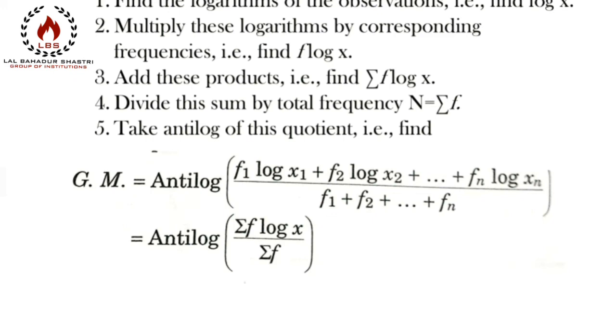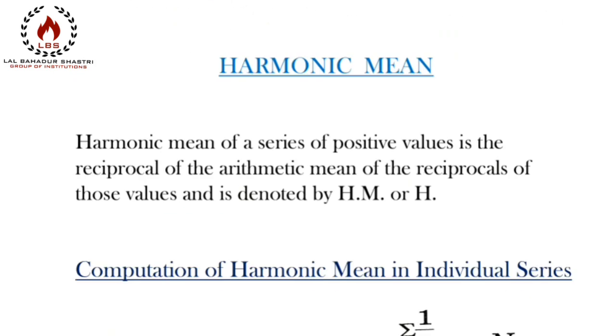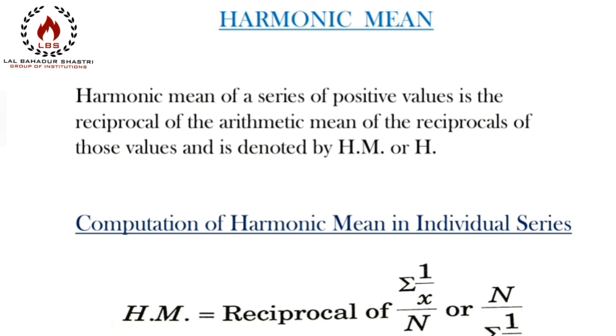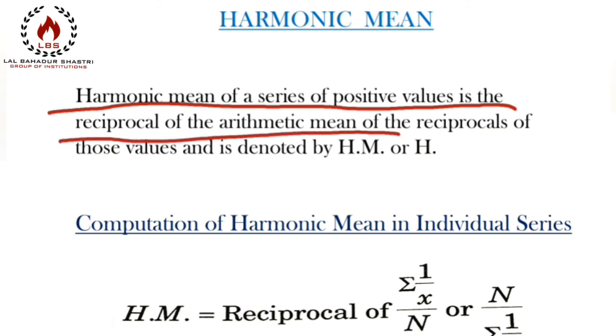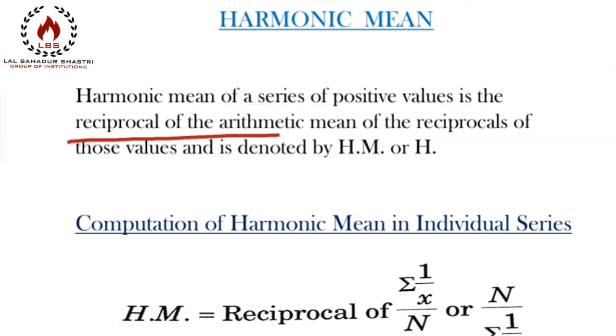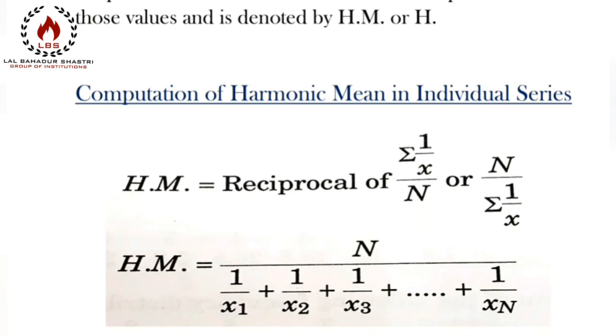Now we will discuss harmonic mean. Harmonic mean of a series of positive values is the reciprocal of the arithmetic mean of the reciprocals of those values, and is denoted by HM. Reciprocal of the arithmetic mean of the reciprocals of those values. मतलब पहले अर्थमेटिक मीन का रेसिप्रोकल करो और उसके बाद उसका भी रेसिप्रोकल कर दो. क्या कहा इसमें मैंने? फॉर्मूला देखिए आप लोग. Harmonic mean is equal to reciprocal. रेसिप्रोकल मतलब उल्टा. तो सिग्मा 1/x डिवाइडेड बाई n.